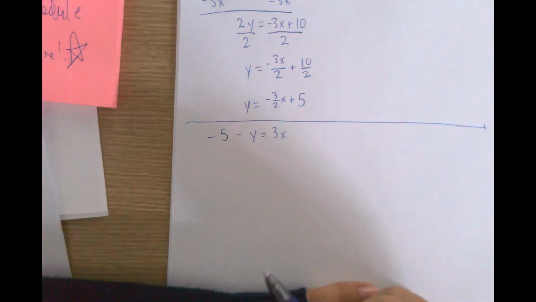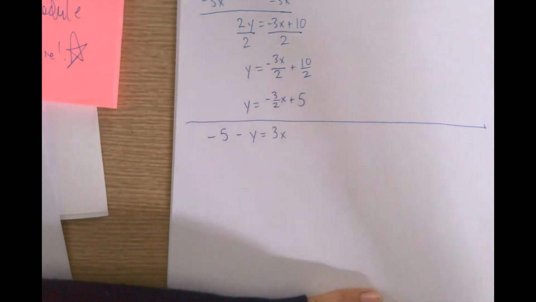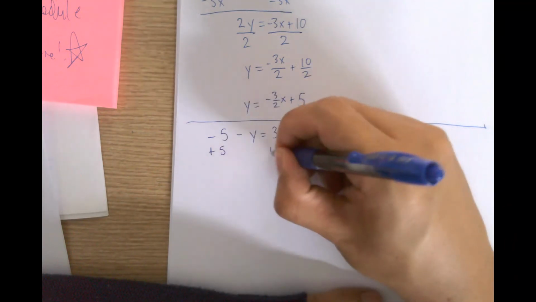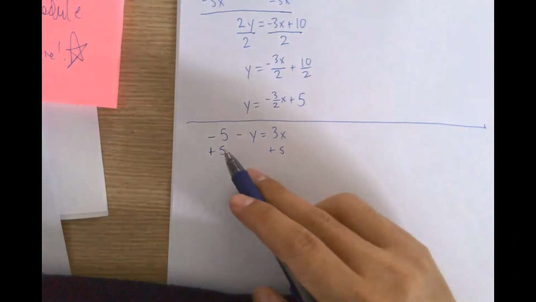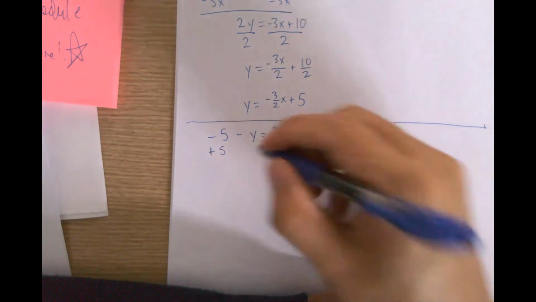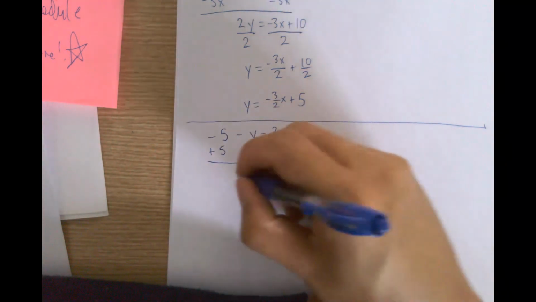So the very first thing that we actually want to do is we want to go ahead and add 5 on both sides. So what's interesting again is that the constant is actually this time on the same side as the y. We want to move the 5 onto the same side as the 3x.